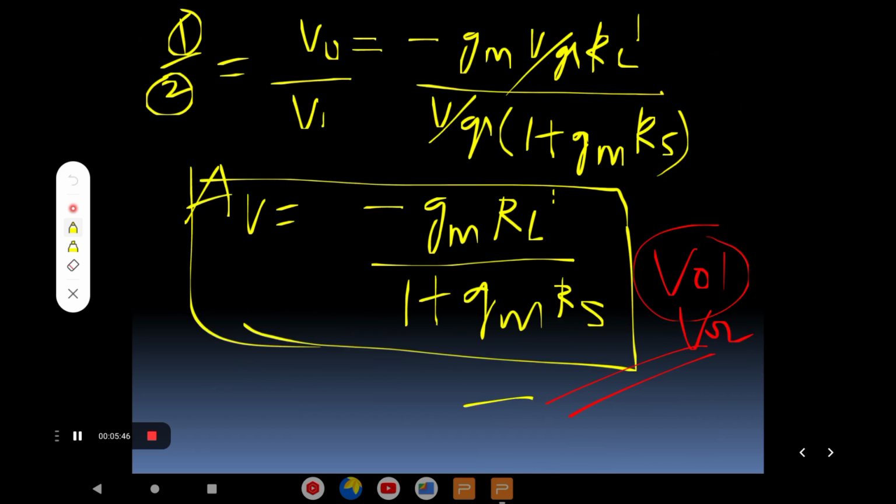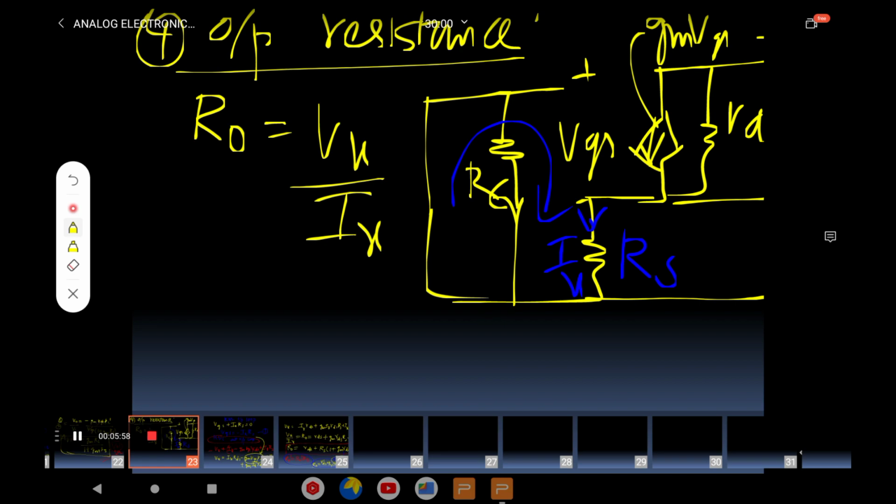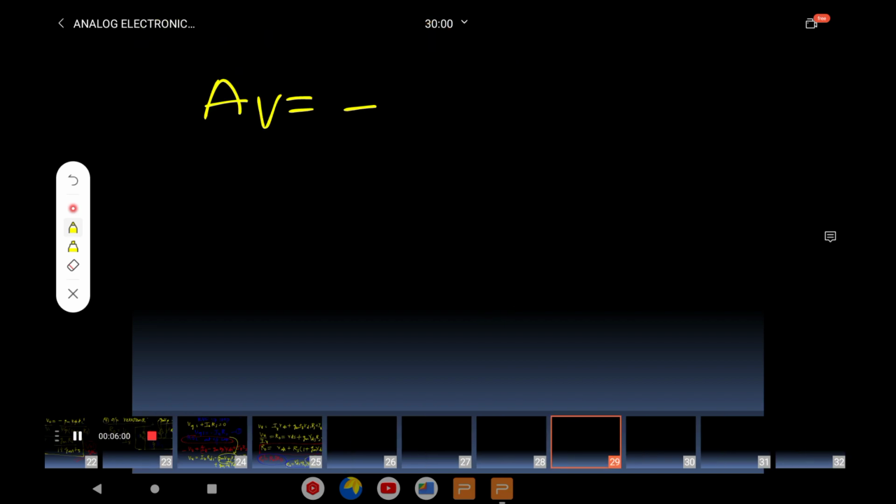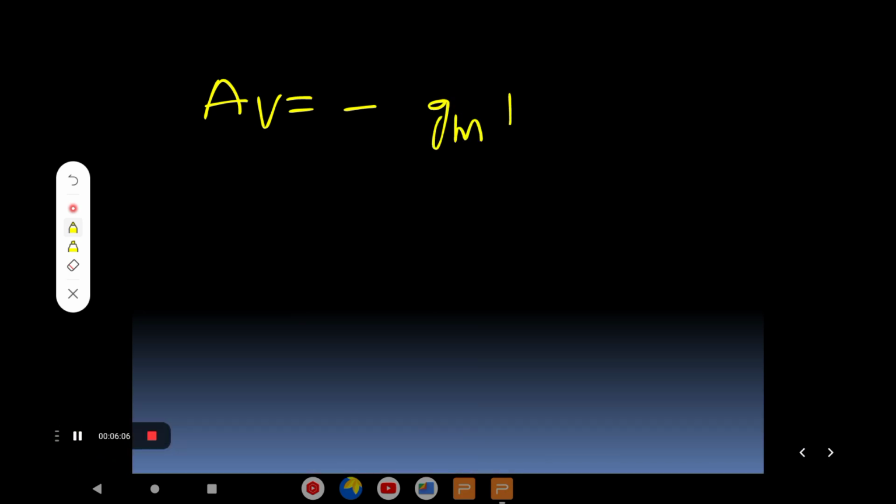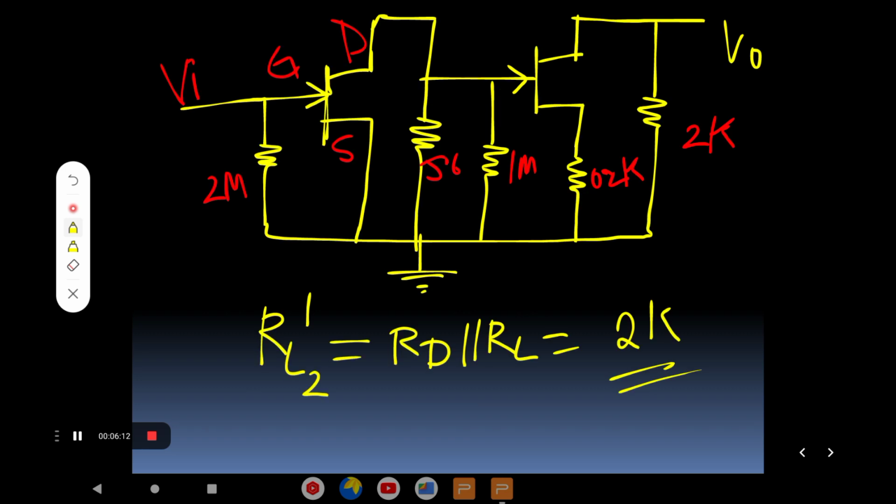So the voltage gain formula is AV = -gm·RL' / (1 + gm·RS), where RS is nothing but the source resistance. From that you can calculate the voltage gain AV. Gain means the output voltage.